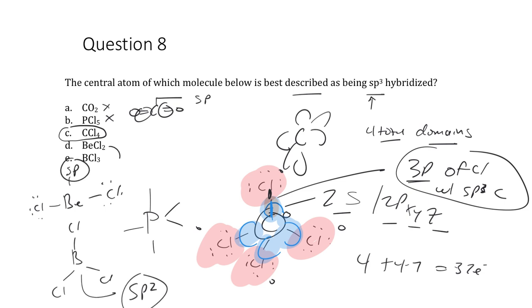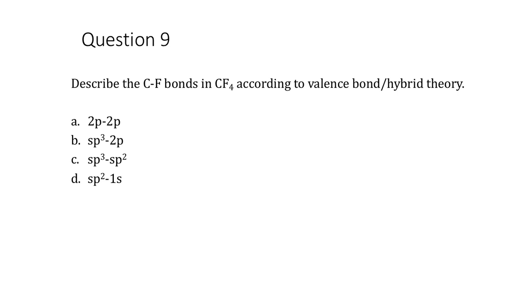So for hybridization, just linear is sp. So look at the central atom. What's its molecular geometry? If it's linear, it's sp. If it's trigonal planar, it's sp2. If it's tetrahedral, it's sp3. If it's trigonal bipyramidal or octahedral, we don't talk about their hybridization sets. So this is kind of what I was getting at in the last question.